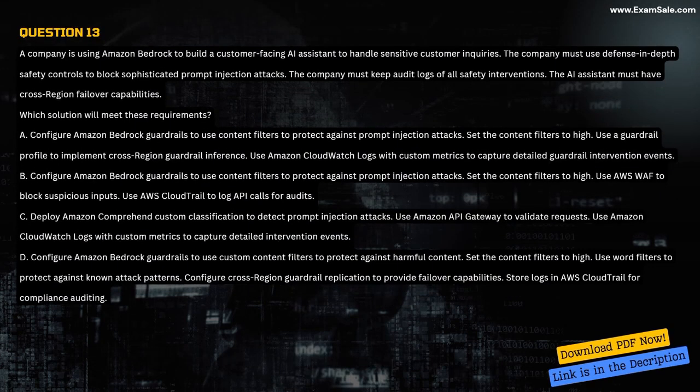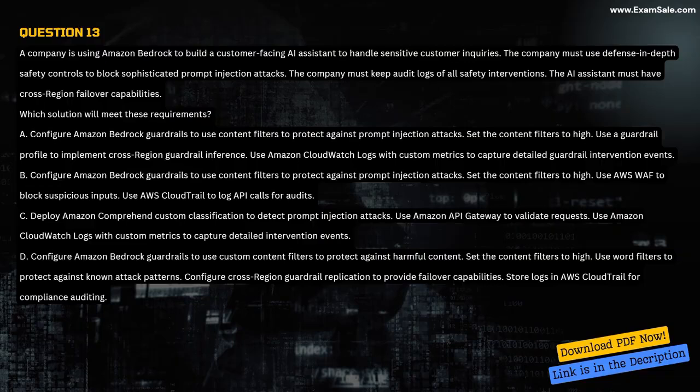Question 13. A company is using Amazon Bedrock to build a customer-facing AI assistant to handle sensitive customer inquiries. The company must use defense-in-depth safety controls to block sophisticated prompt injection attacks. The company must keep audit logs of all safety interventions. The AI assistant must have cross-region failover capabilities. Which solution will meet these requirements?